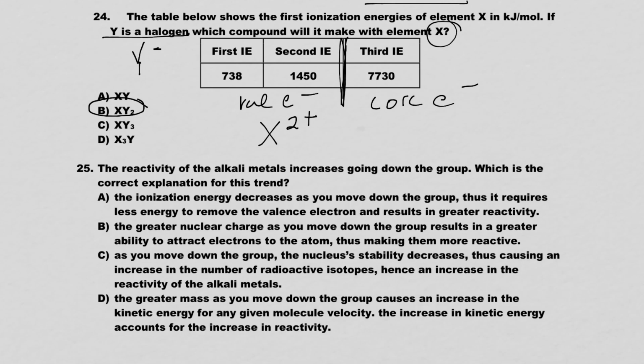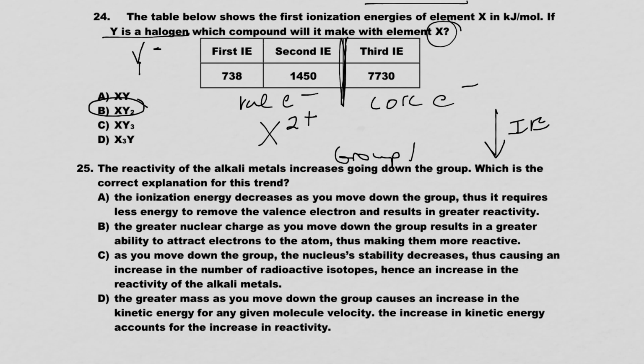Okay, so alkali metals, they're talking about group 1. You might want to look at group 1, that might help you. As we know, going down the group, you could even think of your trends. The size is getting bigger going down the group. Ionization energy, excuse me, ionization energy is going down. Alright, so let's look at our choices. A, the ionization energy decreases as you move down the group, thus it requires less energy to remove the valence electron and results in greater reactivity.